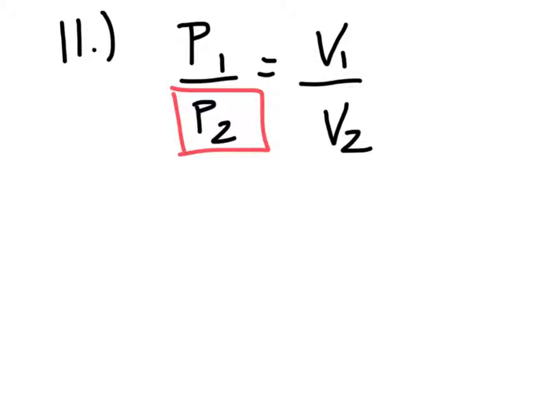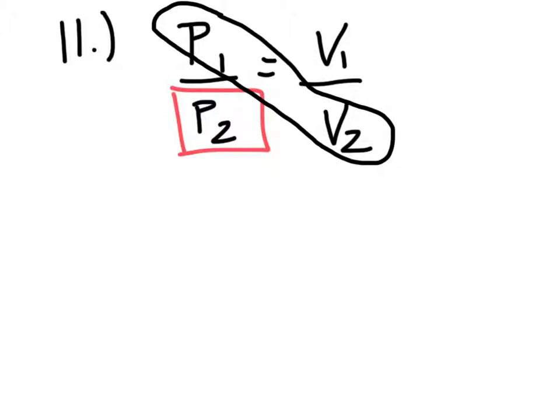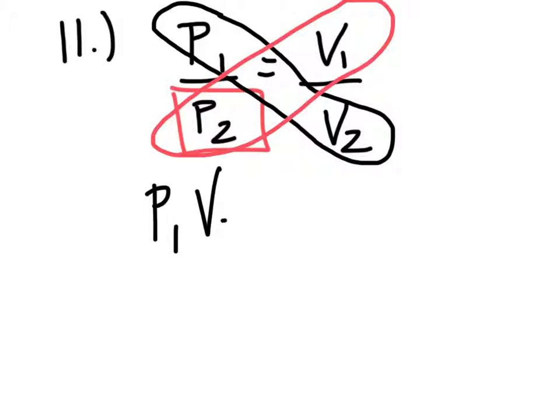The last problem I'm going to go over with you is number 11, solving for P2. In class, I told you there were 2 ways to do this. The easiest way might be to take cross products. So cross products, remember, is when you multiply the numerator and the denominator of one side to another, and the numerator and the denominator of the other side to one another. So I get P1 V2 equals V1 P2. And again, I get that just from multiplying my diagonals together.